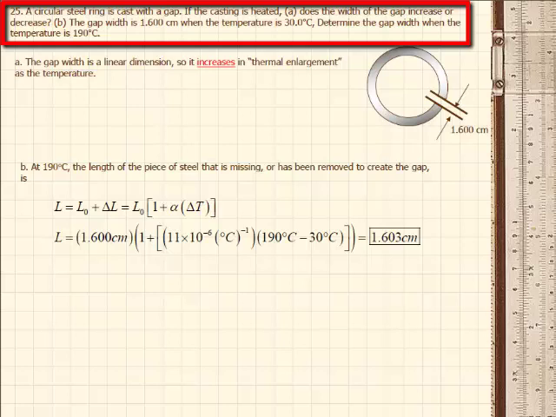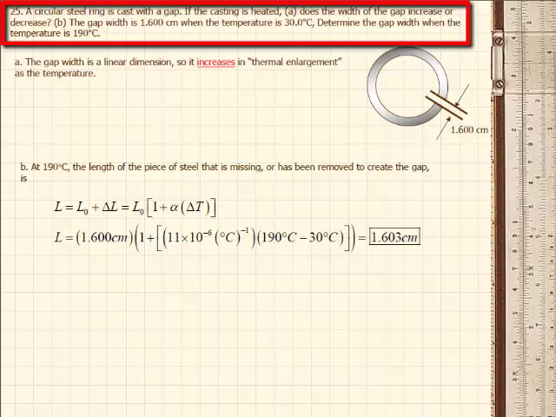If the casting is heated, the first thing they ask us is, does the width of the gap increase or decrease? And the second part of the question then says the gap is currently at 1.6 centimeters when the temperature is at 30 degrees Celsius. Determine the gap width when the temperature is at 190 degrees Celsius.